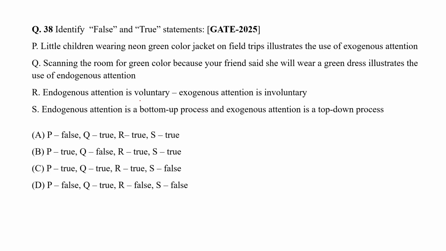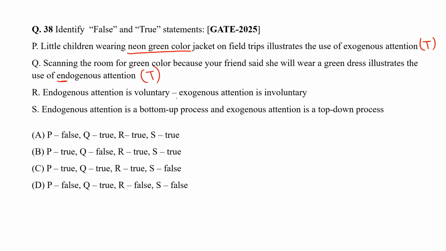Now coming back to the question, let's read and understand which statements are right or wrong. Little children wearing neon green colored jackets on field trip illustrates the use of exogenous attention. This is a true statement because the neon green jackets gain the attention of the audience without their voluntary participation, which happens in a stimulus driven way. So that is true. Scanning the room for green color because your friend said she'll wear a green dress illustrates the use of endogenous attention. This is also true because it is goal driven and it is voluntary.